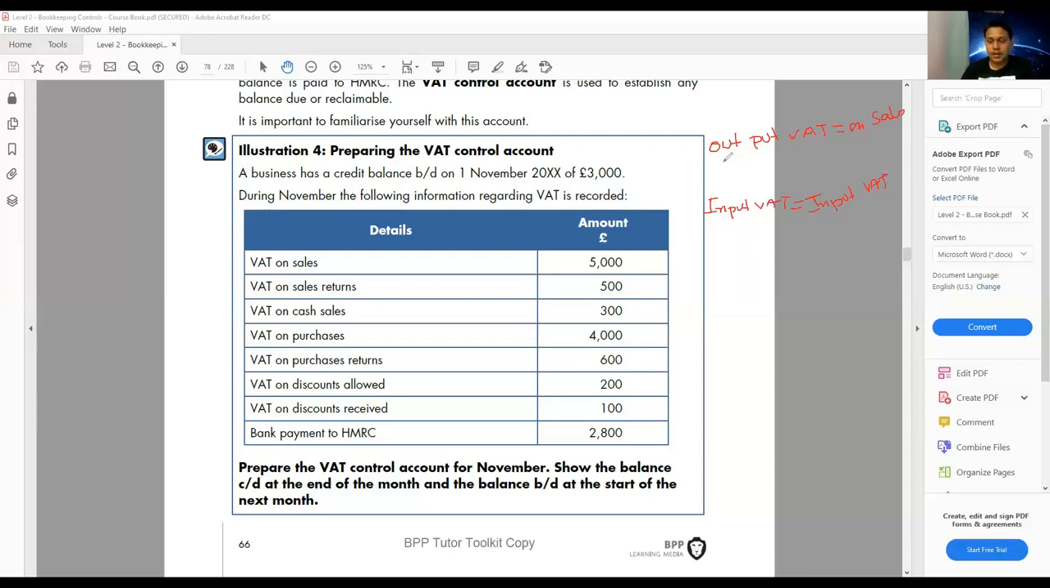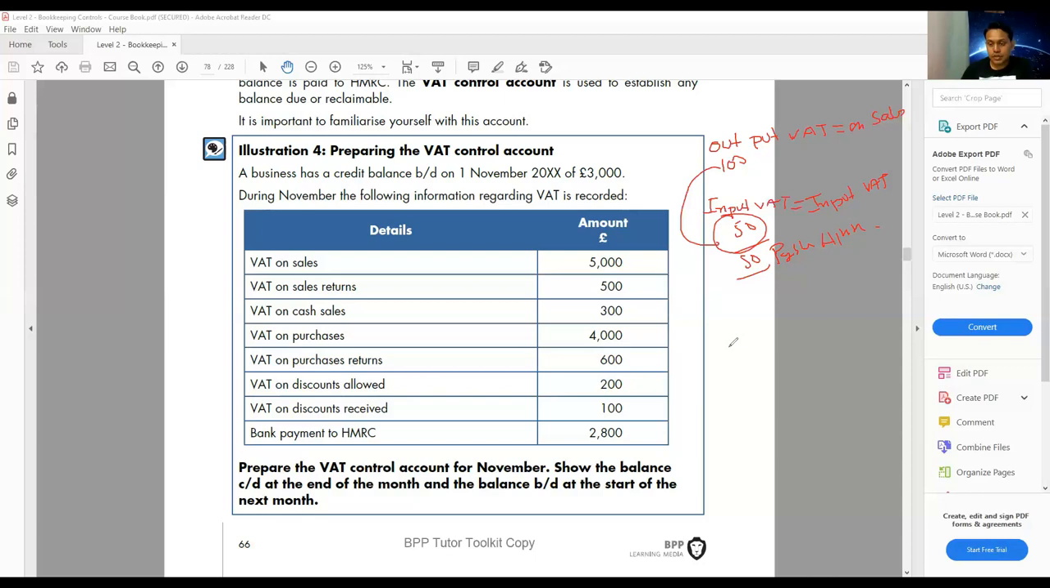Let's say your output VAT is 100 and your input VAT is 50. So the difference is 50. This 50 is payable to HMRC. So what we understand from here is output VAT will increase the liability and input VAT will decrease the liability, because this input VAT I'm going to take away from the output. This is the same thing we're going to do for the control account.